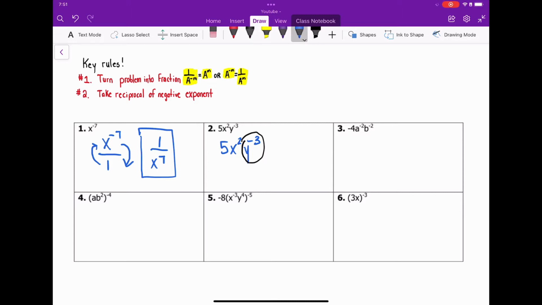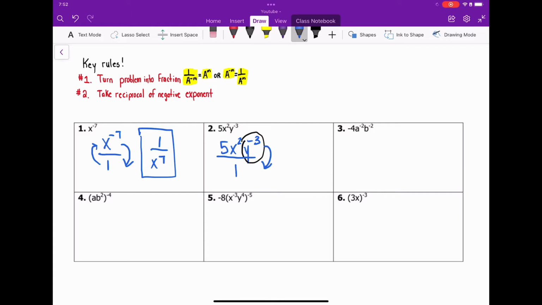So after rule number one, I turned this problem into a fraction. The only variable and exponent that is negative is y to the negative third. So that's the only thing that has to move. So we're going to do the same thing by taking the reciprocal and bringing the y to the negative third to the bottom of the fraction.